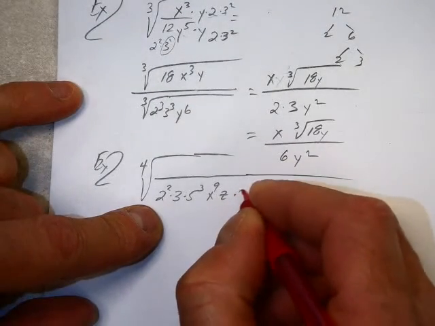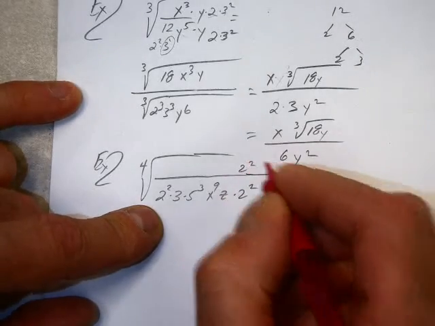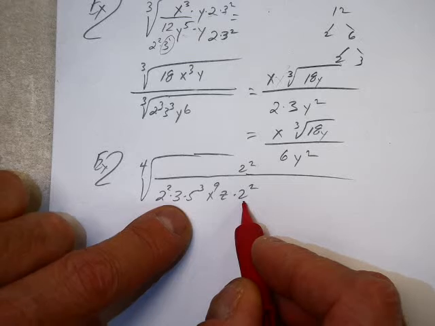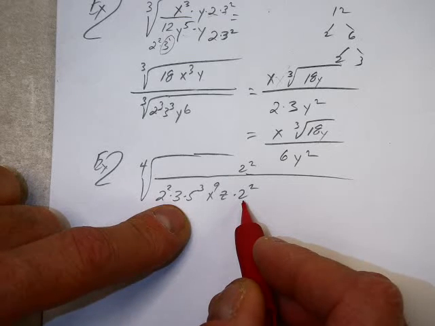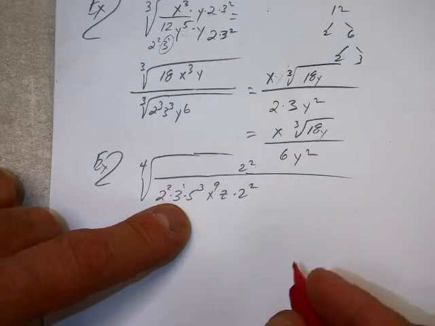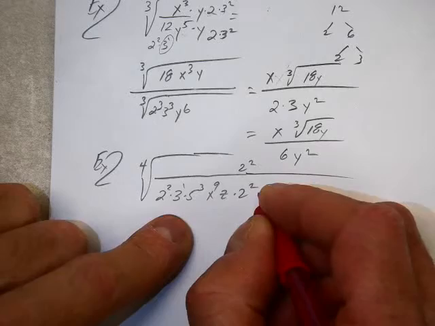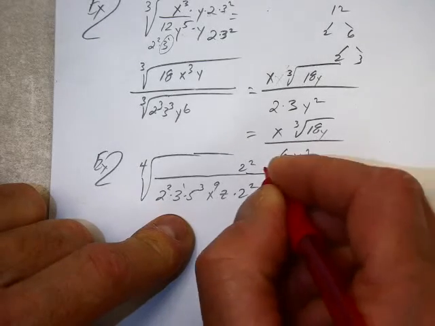2 squared. Because that'll give me 2 to the 4th. What about my 3? I got to multiply top and bottom by 3. Right now it's 3 to the 1st. 3 cubed. Remember, I need sets of 4. So I got to multiply top and bottom by 3 cubed.